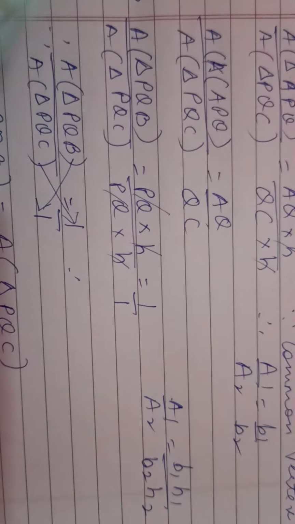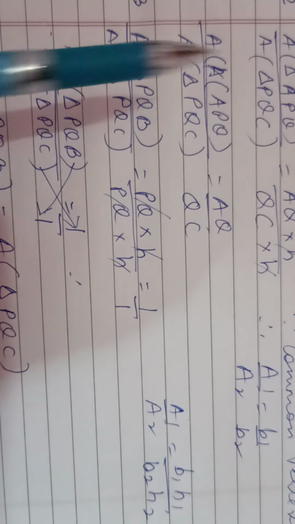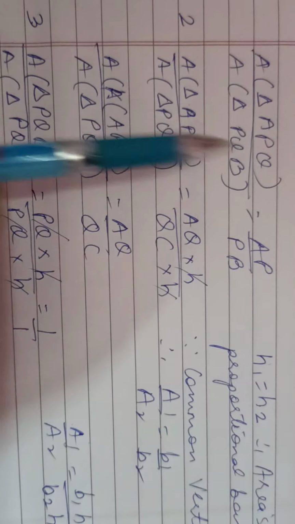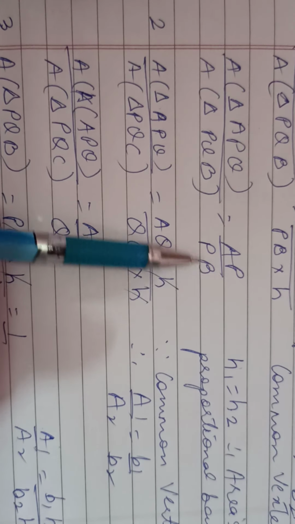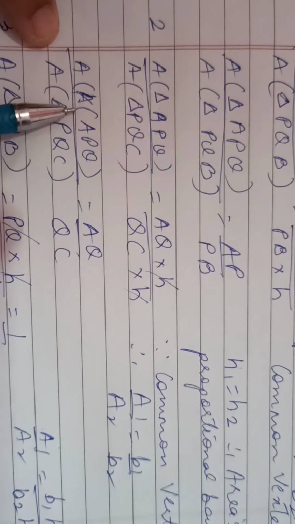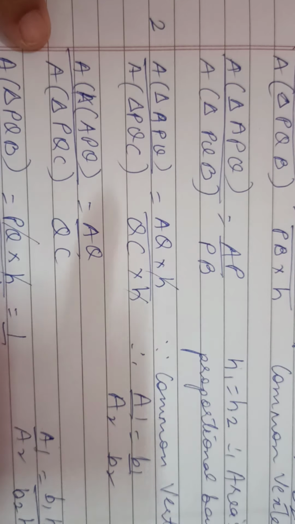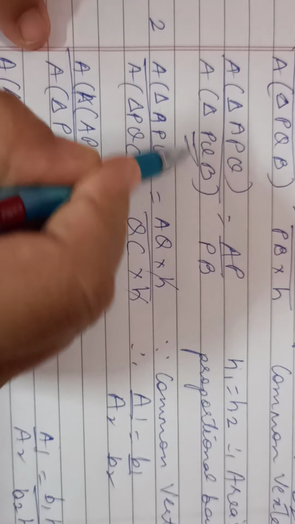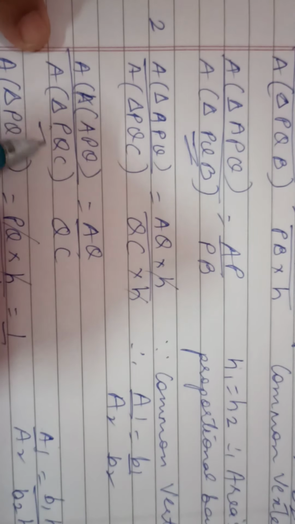Now, if we consider this area of triangle, what equations we had? First is area of triangle APQ upon PQB is AP upon PB, and area of triangle APQ upon PQC. Now we have seen that this PQB is equal to PQC.